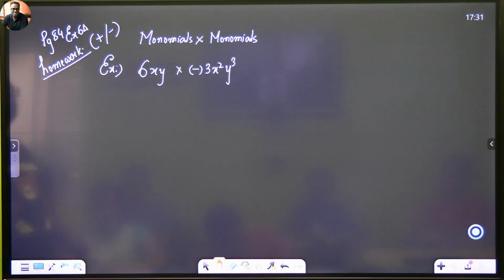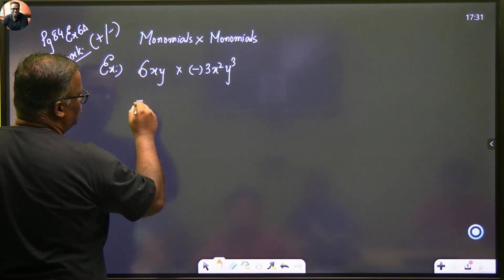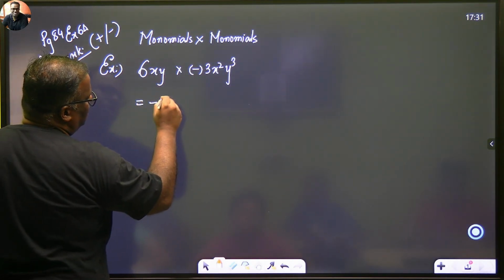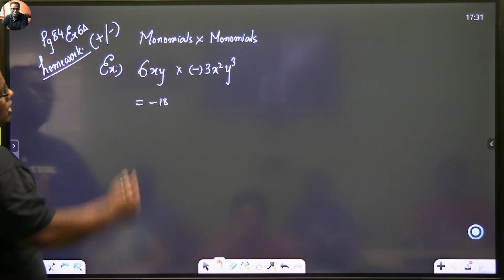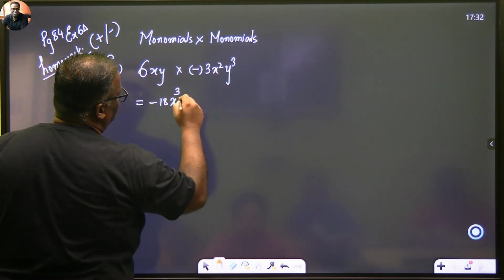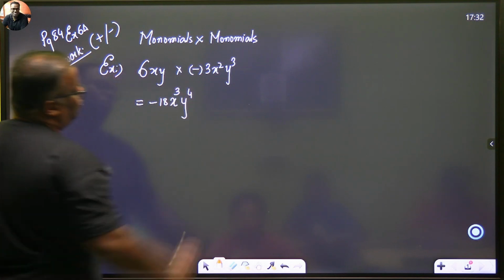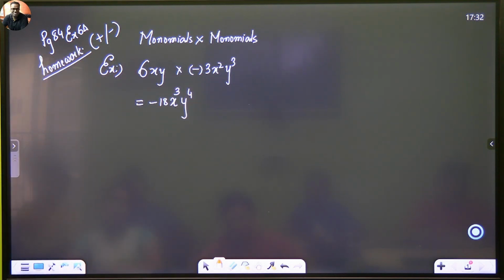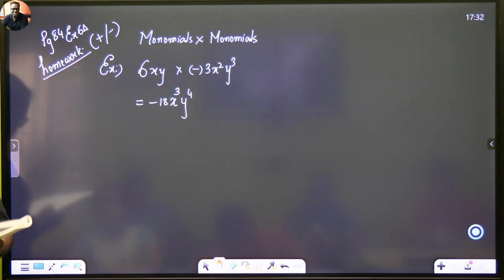How do we multiply? We multiply the two coefficients. So what do we get? A negative 18, right? And then x multiplies with the x square, it becomes x cube. y multiplies with the y cube, it becomes y to the power 4. So this is your answer. Monomial into monomial is quite easy. You'll be able to do.